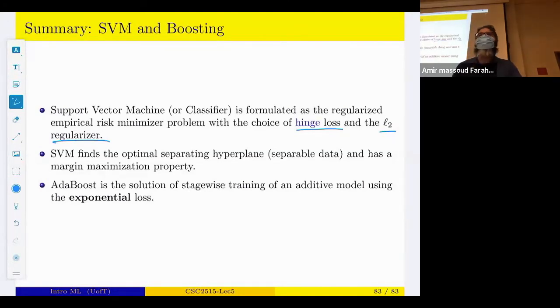And then I talked about AdaBoost as another ensemble method. We saw that this is just the solution of stage-wise training of an additive model using exponential loss. Okay, so I think that's it. Is there any question?